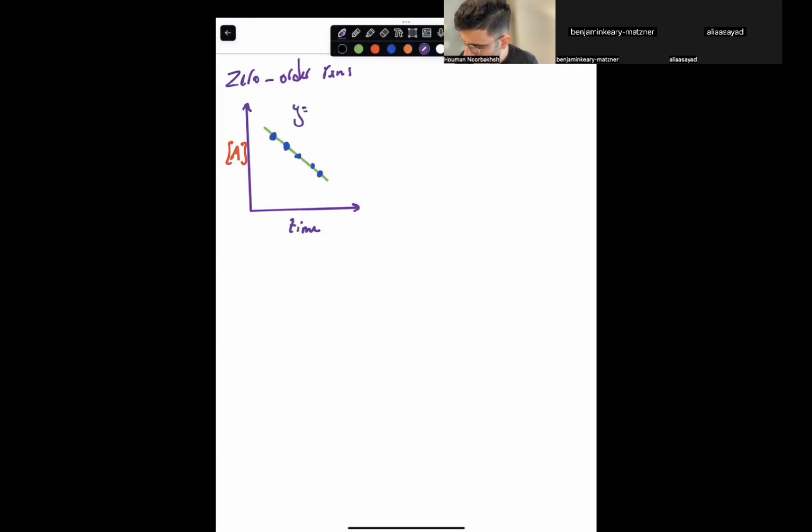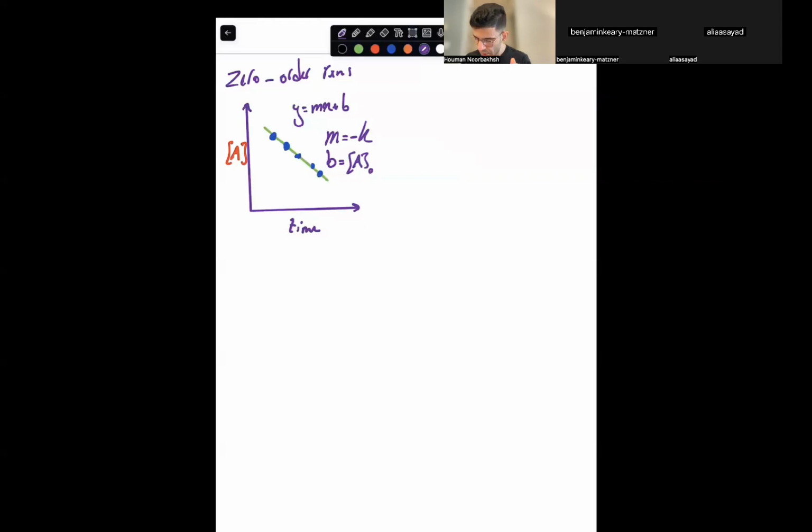So where y is equal to mx plus b, your m would be minus k. Why minus k? For a very simple reason. Your slope is negative and your k is positive, so you need a negative times negative to give you a positive k. And your b would be your A naught. That's the concentration that you started the reaction with, your initial concentration.